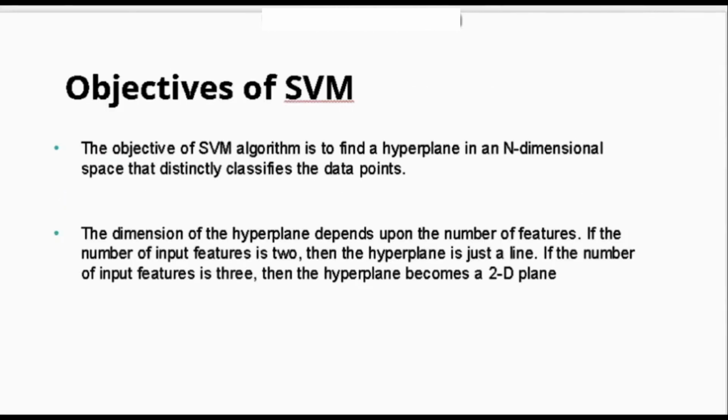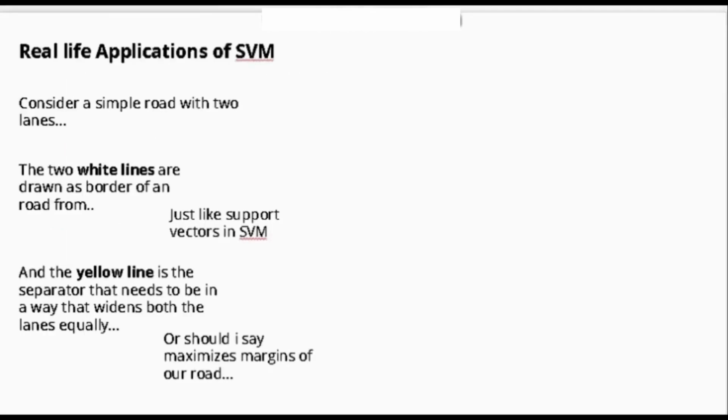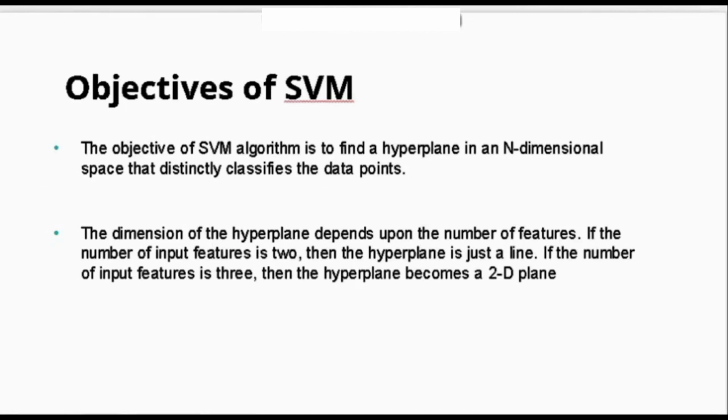Let's talk about the objectives of support vector machine. The main objective of support vector machine is to find a hyperplane in an n-dimensional space that distinctly classifies the data points. The dimension of hyperplane depends upon the number of features. If the number of input features are 2, then the hyperplane is just a line. And if the number of features are 3, then the hyperplane becomes a 2D plane.